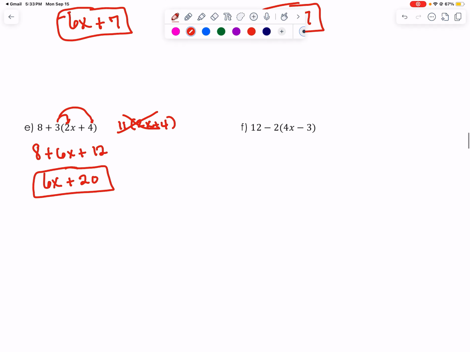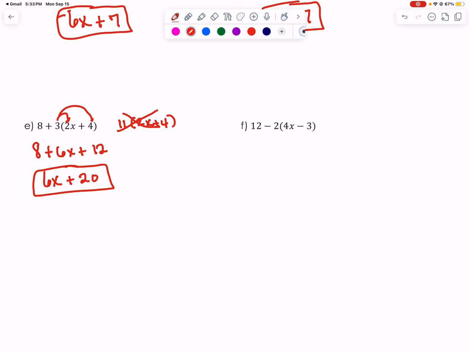All right, pause the video and try problem F on your own. All right, welcome back. Let's see how you did. The first thing I did was I brought the 12 down, and then I multiplied -2 by everything in this parenthesis because I rewrote this as plus -2. So -2 times 4x, -8x. -2 times -3, +6. Now, there's nothing to combine the -8x with, so I just wrote that down. And then I combined the 12 plus the 6 to get +18.